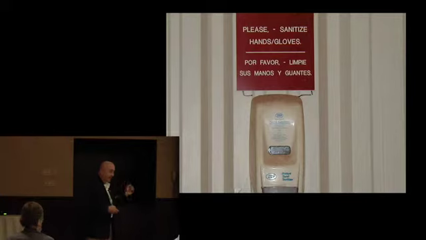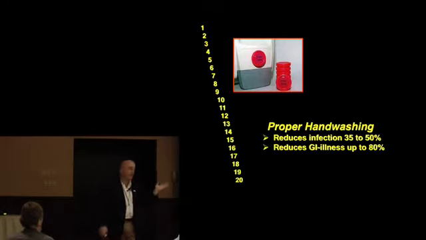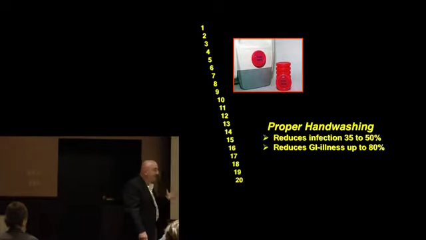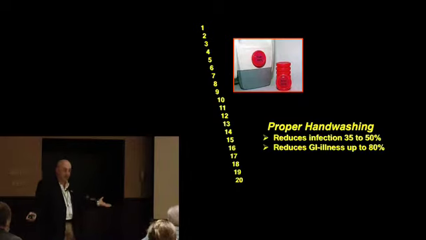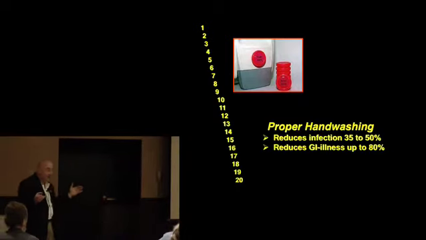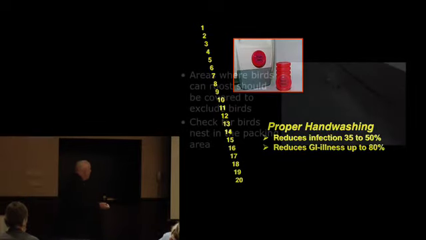And again, hand sanitizer can be used as an addition to, but not a replacement for soap. Proper hand washing reduces infection by 35 to 50%, reduces GI illness up to 80%. 20 seconds, as you see it clicking off here, is the ideal time. Take your pick. Twinkle Twinkle Little Star, the ABC song, look at the second on your watch, but 20 seconds is your key time. Now 20 seconds is not the entire time that you spend washing your hands from the time you turn the water on, including the time it takes to dry your hands, but 20 seconds is the time the soap remains on your hands, okay?